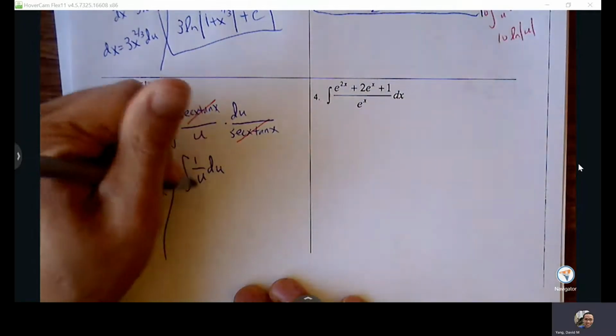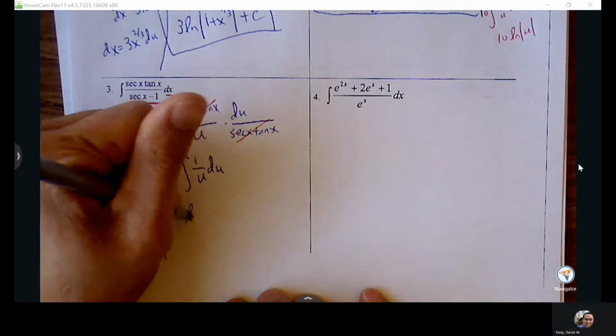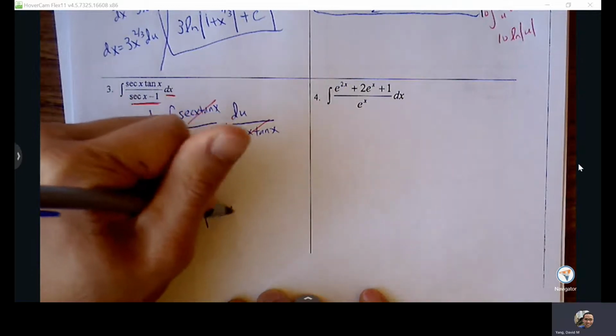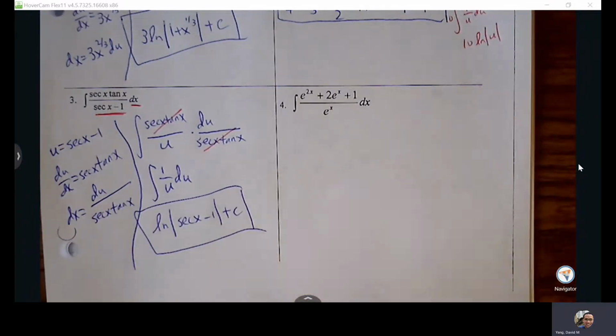Okay, matches nicely with our natural log rule. This is u to the first power in the denominator. Okay, questions with 3? Okay, take a look at 4. How would you begin this problem?